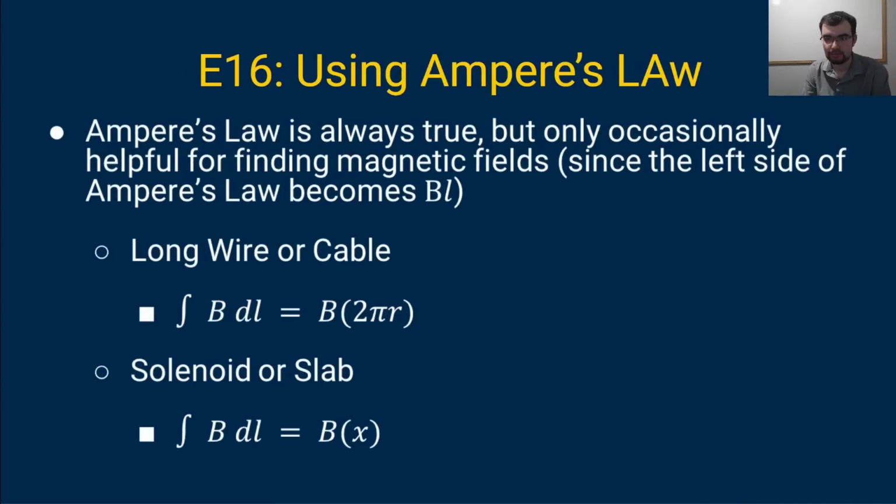Then for Ampere's law, with double capitals, I guess. Ampere's law is always true, but only occasionally helpful, just like Gauss's law. Only try Ampere's law for these cases. If it is a long wire or a cable, use a circle that makes the circulation work out to a B field spinning for a distance of 2 pi r. But if it's a solenoid or a slab, do that rectangle that sort of lives on the midline and then goes outside. Because then you'd have the magnetic field B circulating only for a distance x, because all the other wire segments cancel.